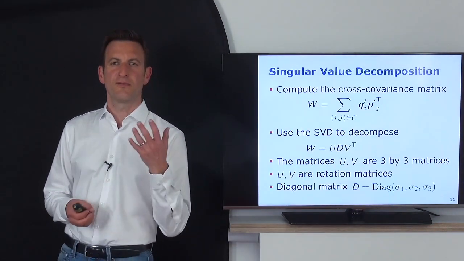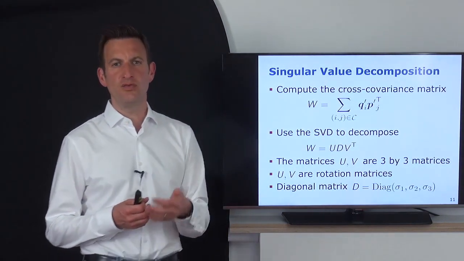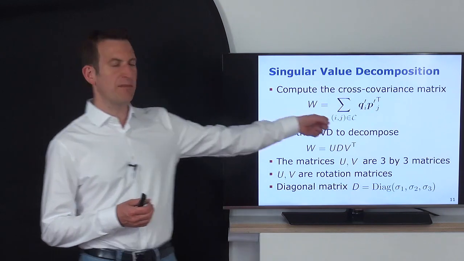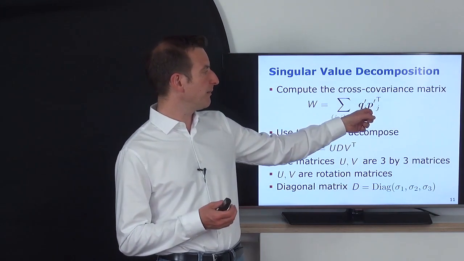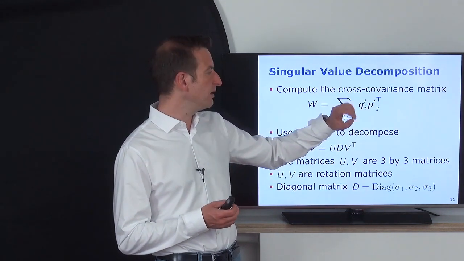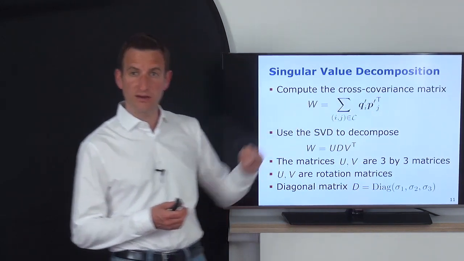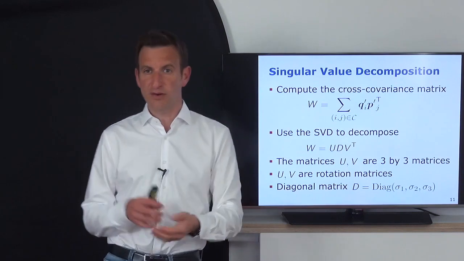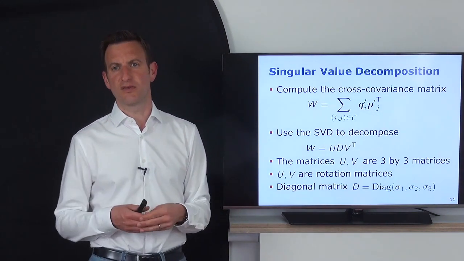So how does it work? First I need to compute the so-called cross-covariance matrix from the two mean-reduced point sets. So I'm summing over all corresponding points in Q and P and computing Q prime times P prime transposed. Note that compared to the dot product, the transposition operator sits on the outside, not on the inside. This gives me the cross-covariance matrix of the point sets. And then I use SVD to decompose this matrix.